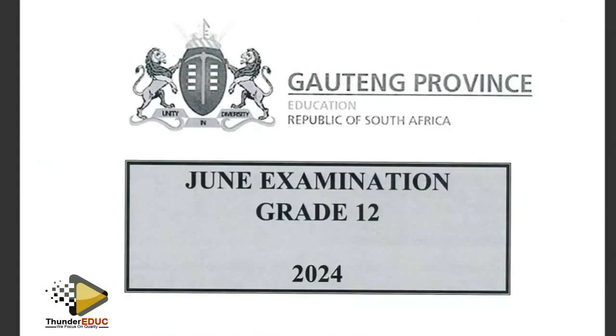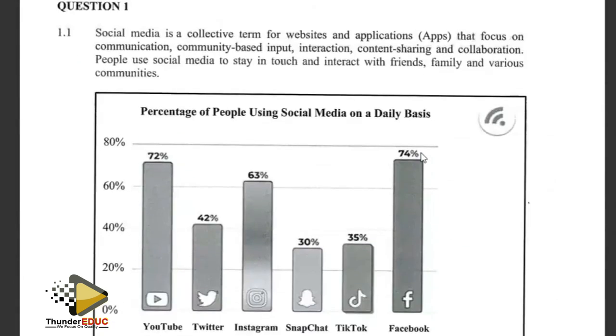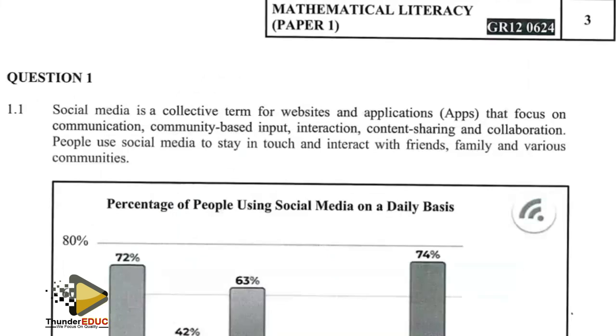Mathematical literacy, June 2024. This goes to grade 4. All right. Go straight to question number 1. All right, we look at question number 1.